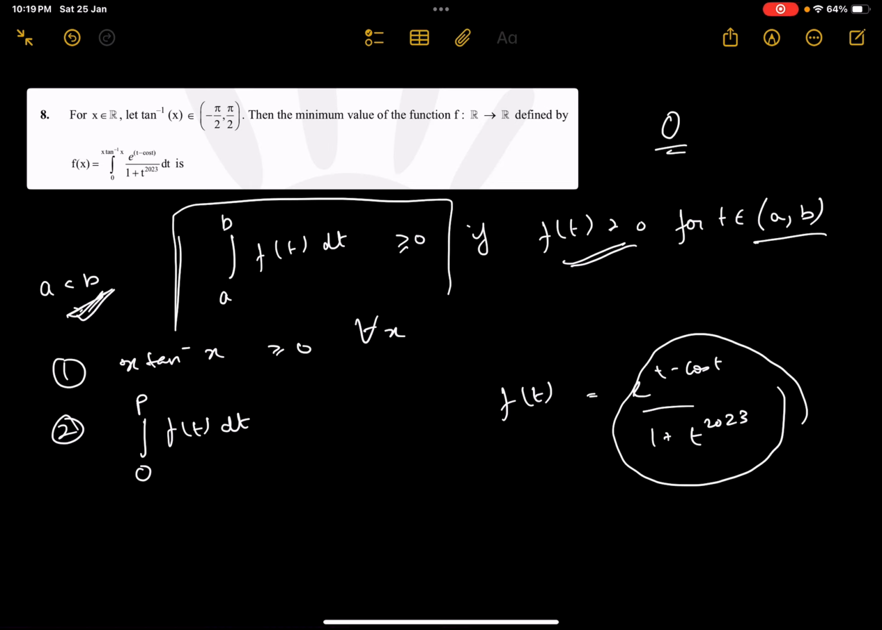So that means this thing is greater than or equal to 0. And p is equal to x tan inverse x. That gives us that p can be 0 at x equals 0. So the minimum value of this function is 0. I mean, this is really straightforward. And yeah.